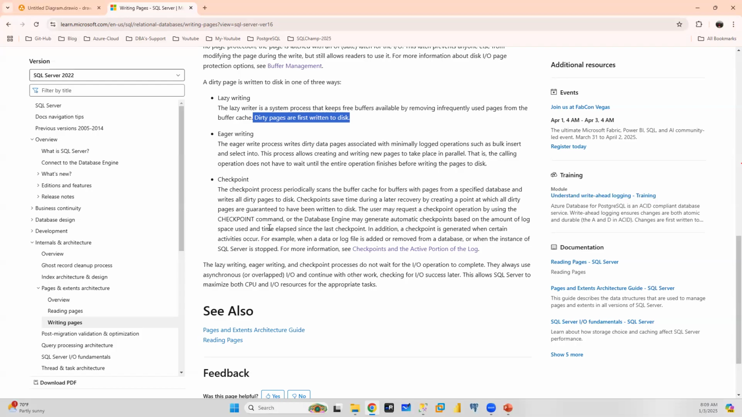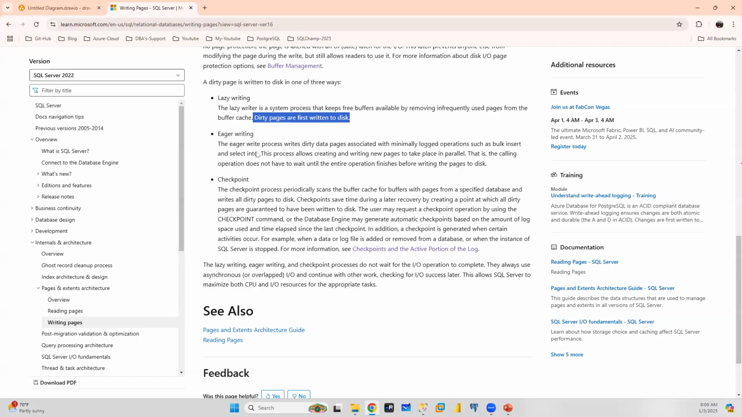Lazy writer also flushes the dirty pages. Means lazy writer also moves the data from buffer to disk. Sorry, reverse order: buffer to disk. So I'm not saying anything, it is Microsoft itself saying.